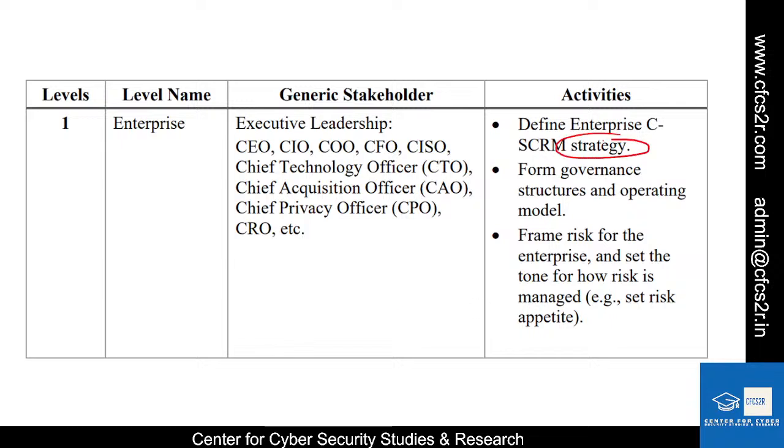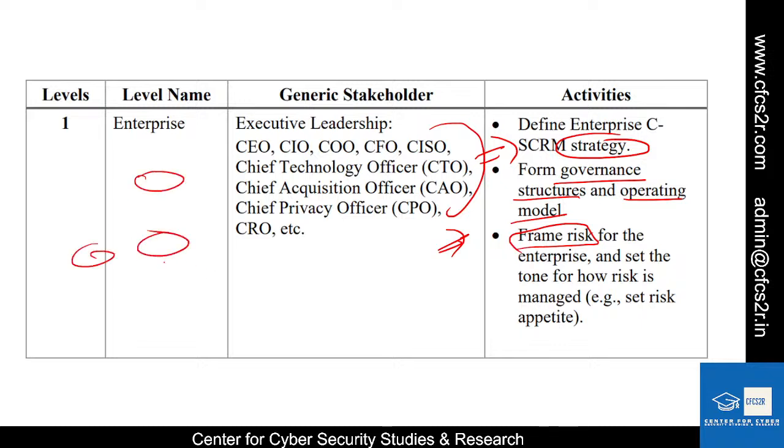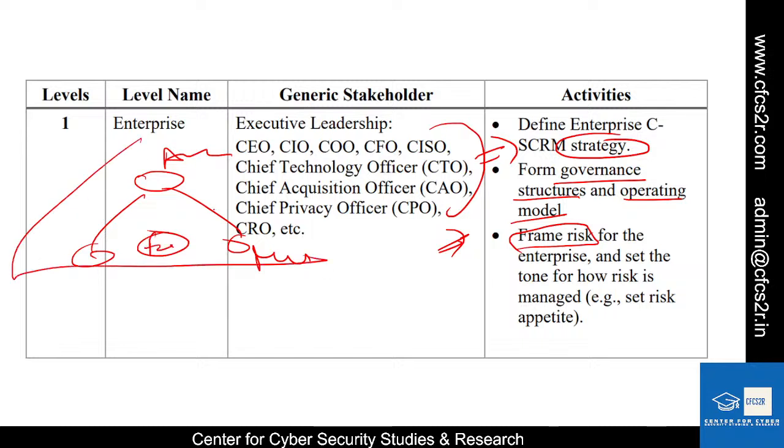Okay, so what are the strategies you are building? This team is going to define the governance structure, the operating model, and how you are going to frame the risk from the enterprises. If you remember that particular model, assess and mitigate and this frame, we have talked a little bit about it before. So this frame risk is a very important part because you are creating a context within the current organization and setting the tone for how to manage the risk.